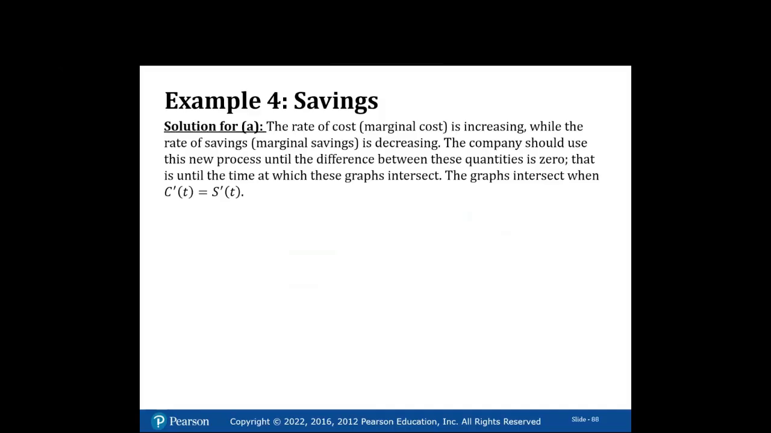So for A, we're going to take the rate of cost, or marginal cost. We see it's increasing while the rate of savings is decreasing, just like we saw in that graph. So the company should use this new process until the difference between these two quantities is 0. So where do the graphs intersect? They're going to intersect when marginal cost is equal to the marginal savings. So we just set the two functions equal to each other.